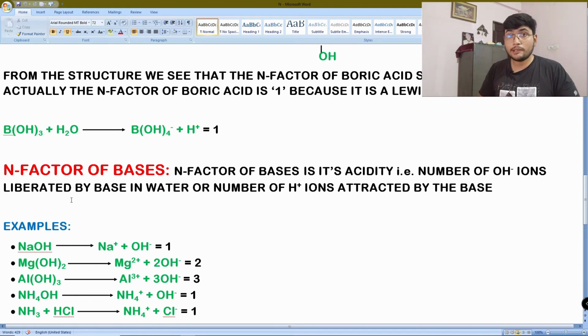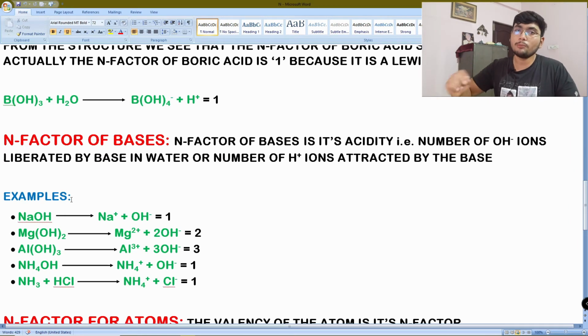The acidity of bases is nothing but the number of OH minus ions it liberates in water, or the number of H plus ions it attracts. Just the vice versa of basicity of acids. That is known as the acidity of bases, so the N factor of bases is the acidity of the base. Now let us see the examples, then it will be more clear to you.